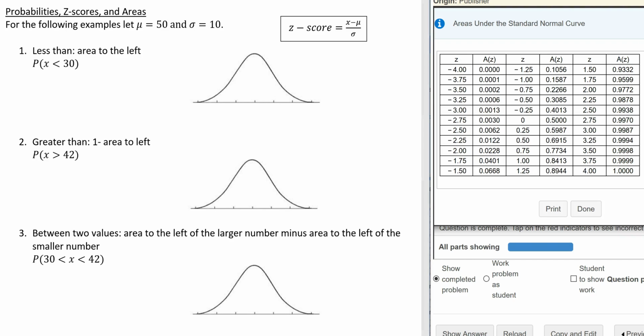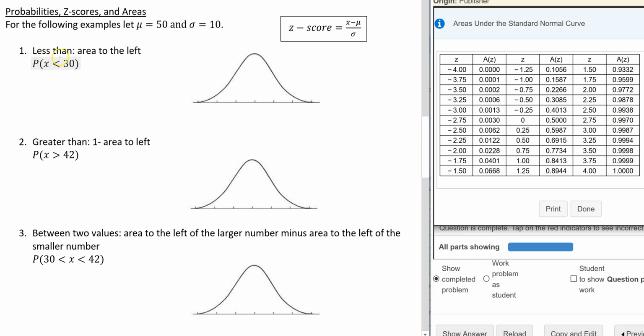This video will cover probabilities, z-scores, and the areas under a bell-shaped curve. Remember, a bell curve is based on the normal distribution. And in the examples 1, 2, and 3 that we'll look at, the mean is going to be 50, and the standard deviation is going to be 10. As a reminder, a z-score is found with the formula x minus mu, or the mean, divided by sigma, the standard deviation. Let's begin with number 1.